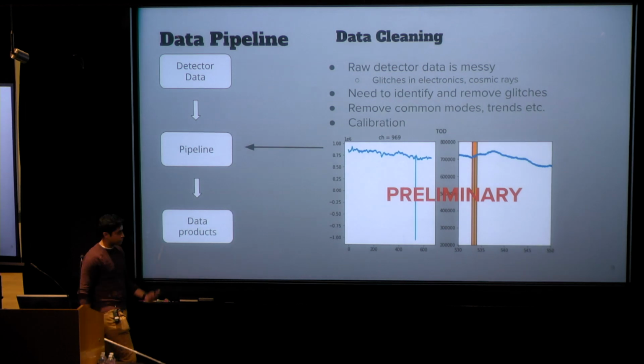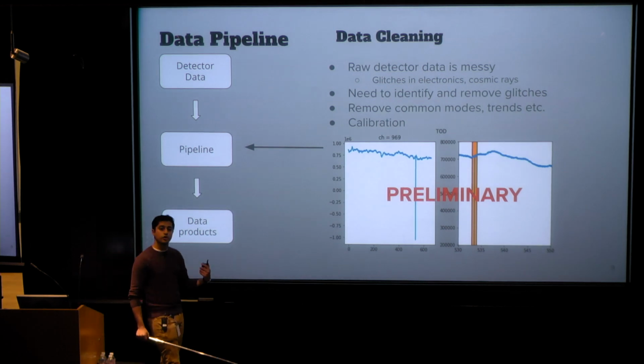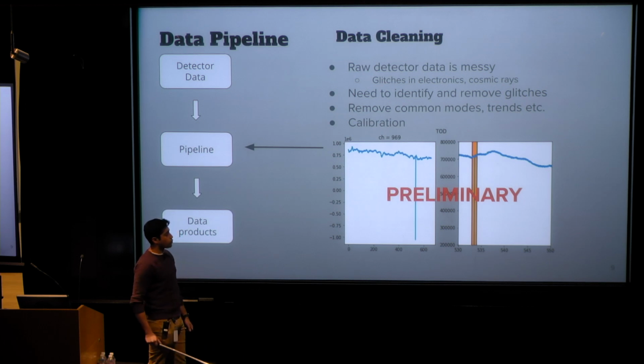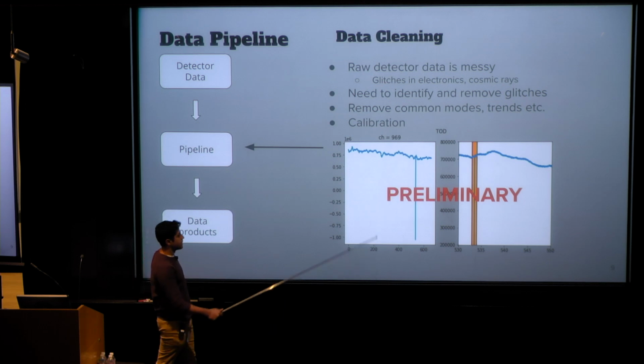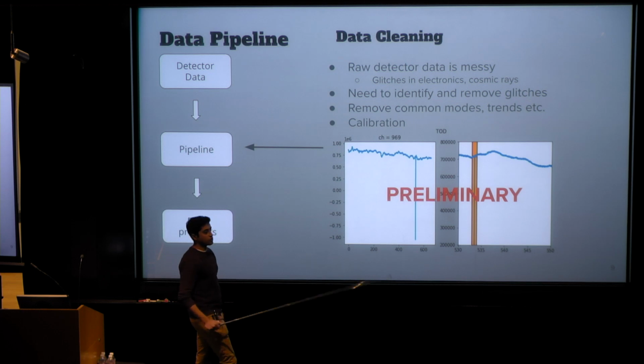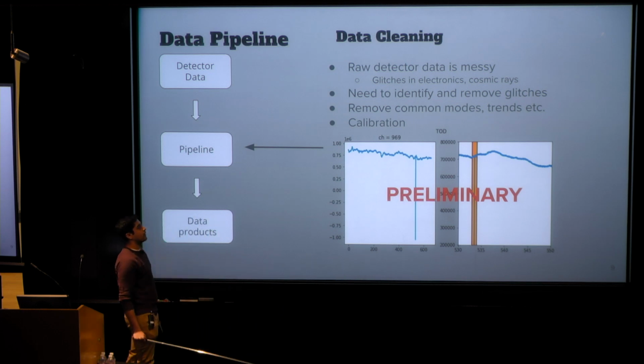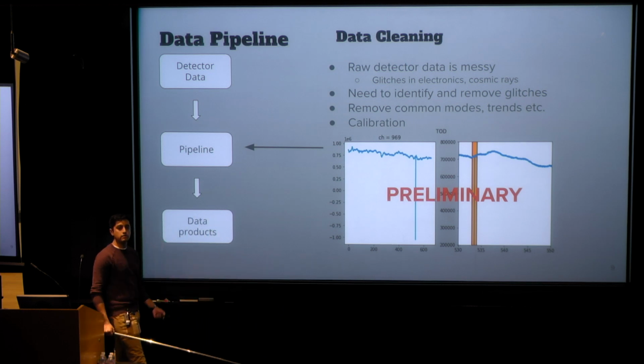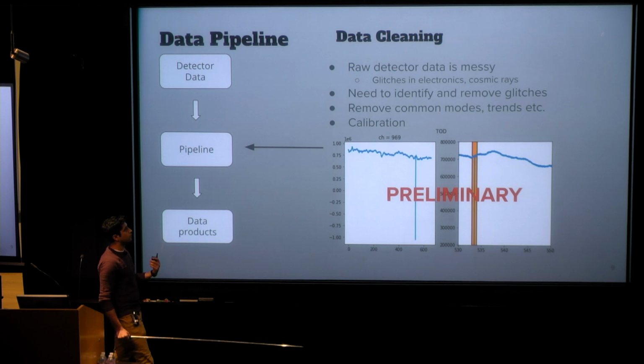OK, now you have data in North America. What do you do with it? Well, I showed you earlier that it's very messy data. We have to start cleaning it. The raw data from the detectors are messy. There are going to be glitches. There are going to be trends and common modes that we have to remove based on how the telescope scans and our understanding of instrument systematics. Understanding those systematics and removing them is a key feature of this data pipeline.